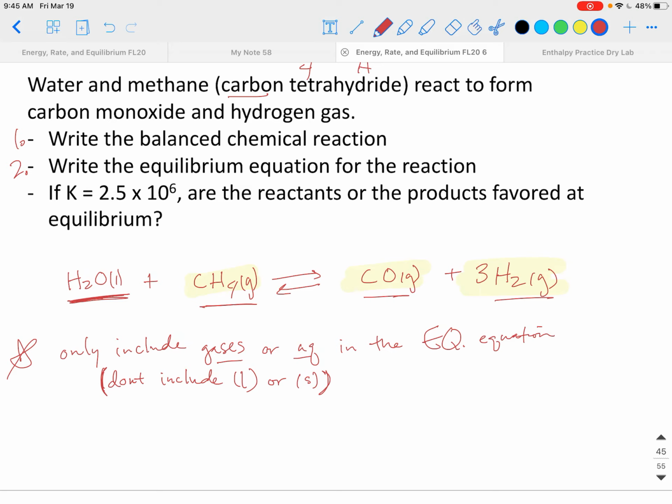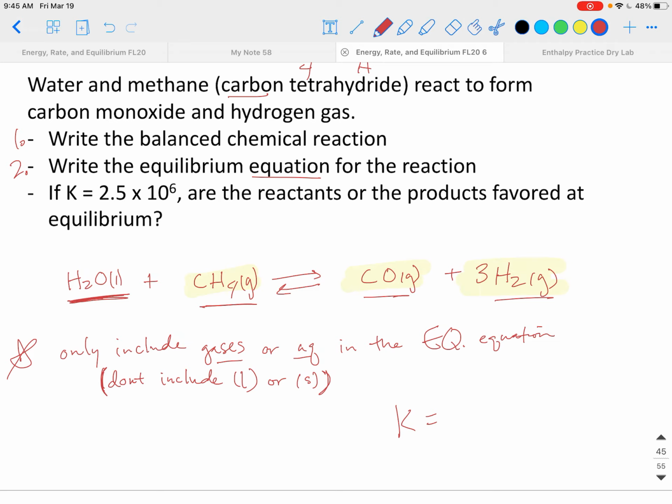Part 2, write the equilibrium equation for the reaction. So that is the K. K equals, people get confused when I say, excuse me.